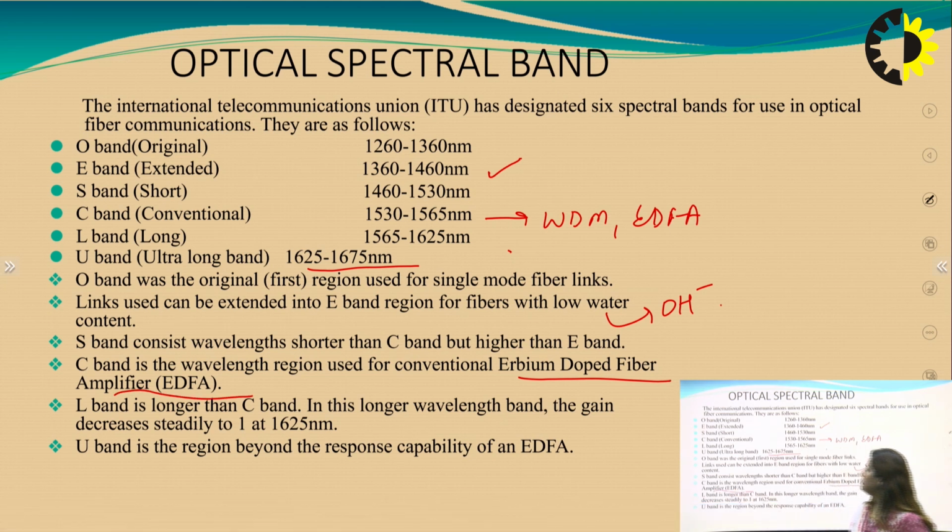The L band is longer than the C band. In this longer wavelength region, the gain decreases steadily to 1 at 1625 nanometer. The U band is the region beyond the response capability of an EDFA.